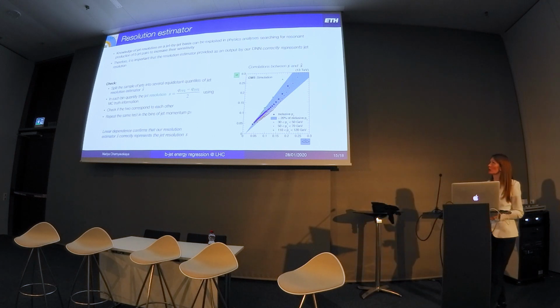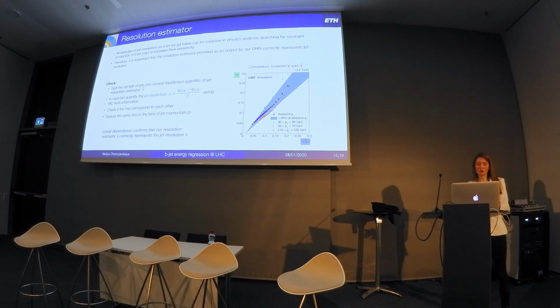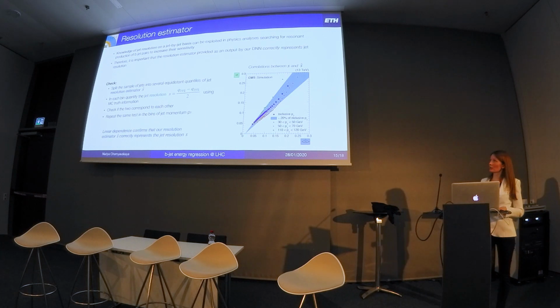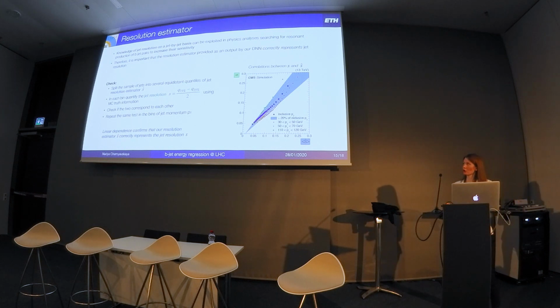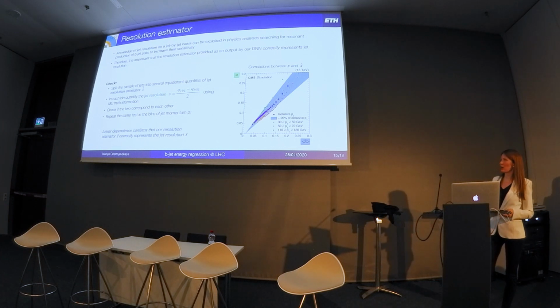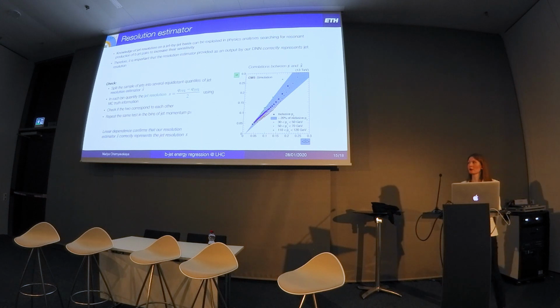To check this, we should look at the correlation between the intrinsic jet resolution that we can estimate using the Monte Carlo truth information and the resolution estimator that we provide. On this plot, you can see this correlation, shown inclusively for an inclusive sample of B-jets in dark blue, and then for different samples with jets with different momentum. You can see that we have a very nice linear dependence that confirms that our resolution estimator correctly represents the jet resolution. So now we can use this information in different searches.